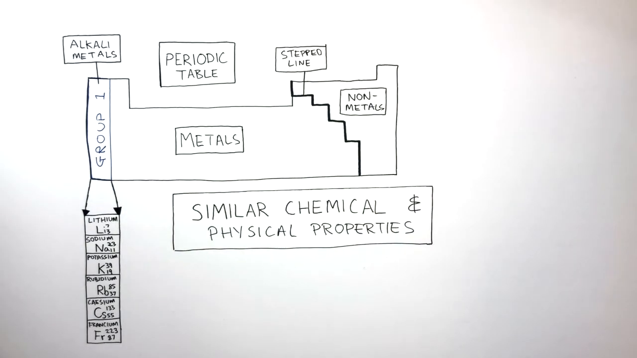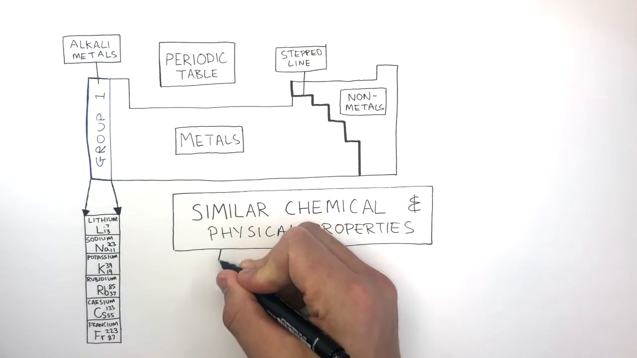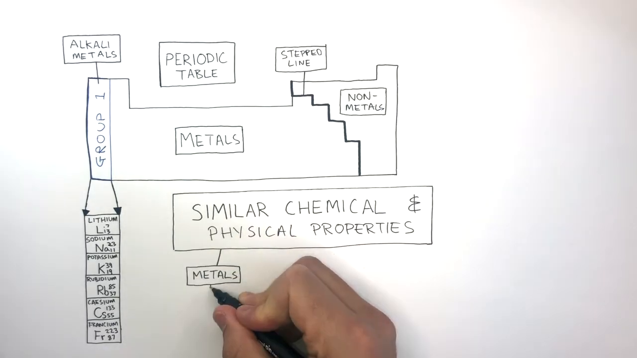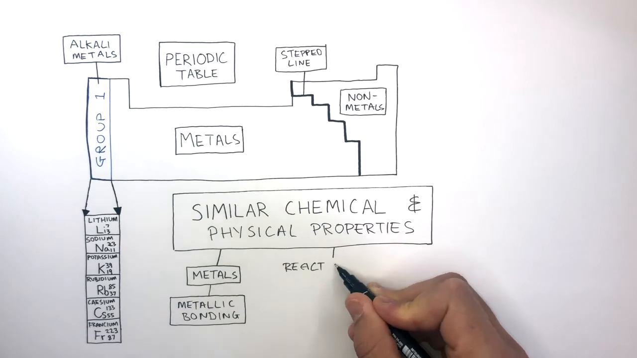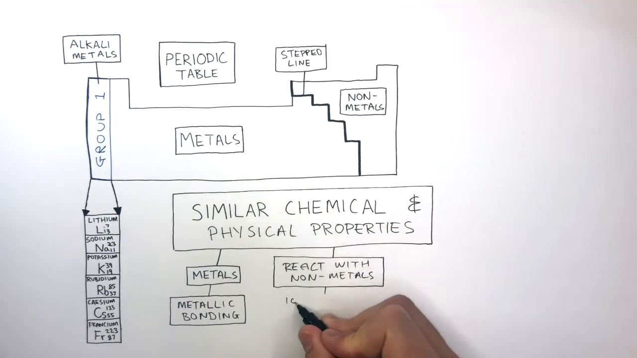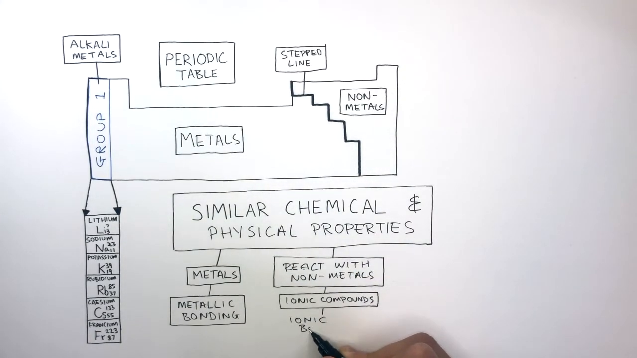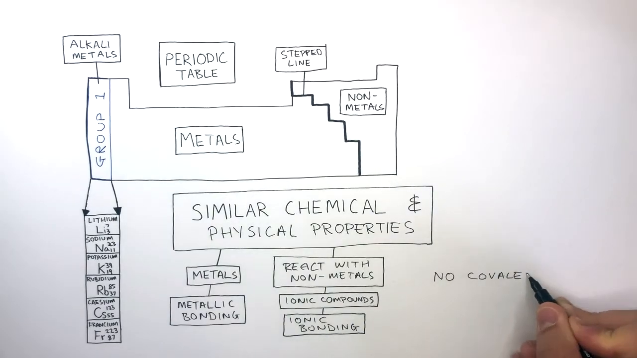When the alkali metals are pure and unreacted, they are metals. Therefore, they have metallic bonding. Alkali metals react with nonmetals. This forms ionic compounds which have ionic bonding. As Group 1 metals are metals, there is no covalent bonding.